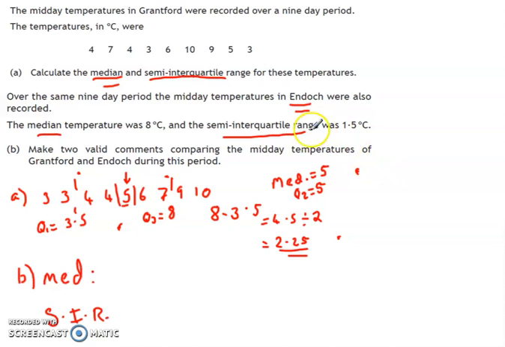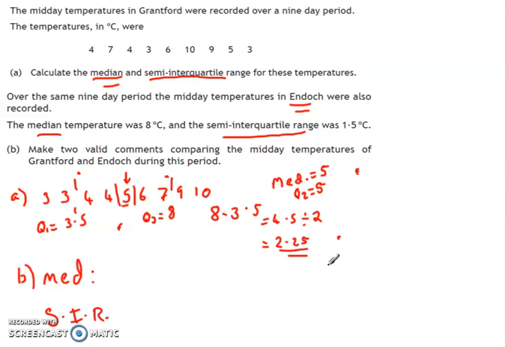Now the semi-interquartile range of the second set of data, Endoch, was 1.5 degrees. The semi-interquartile range of the first set of data for Grantford was 2.25 degrees. So again, there's two ways round we can do this comparison. What we could say is the semi-interquartile range of Endoch was lower than that of Grantford, therefore the temperatures were more consistent in Endoch. Or we could say that the semi-interquartile range of Grantford was higher than Endoch, so the temperatures were less consistent in Grantford than they were in Endoch. We have to make sure that we get these the right way round. You get 1 mark for each of those comparisons.